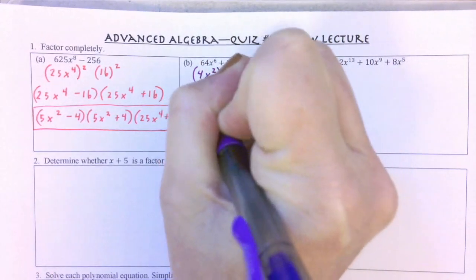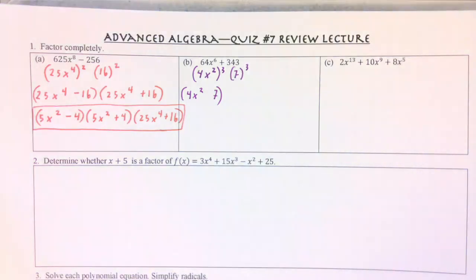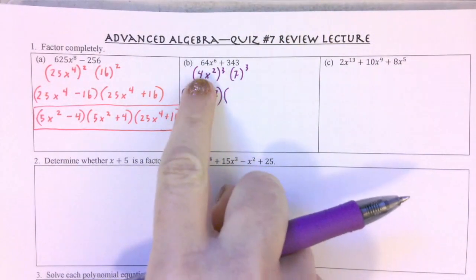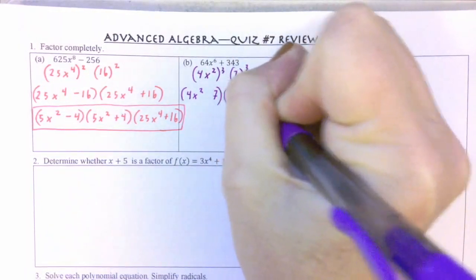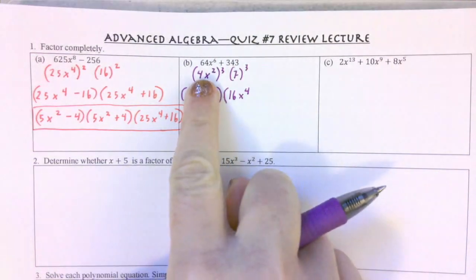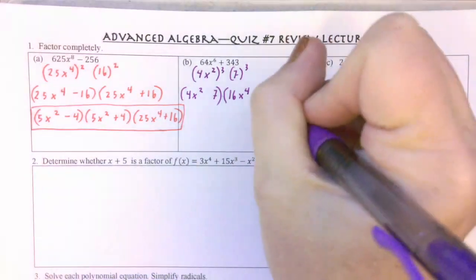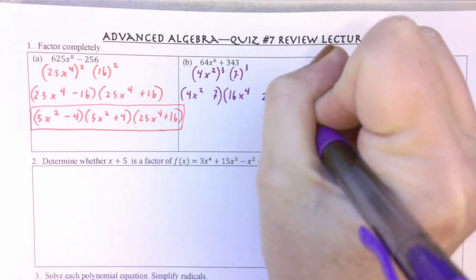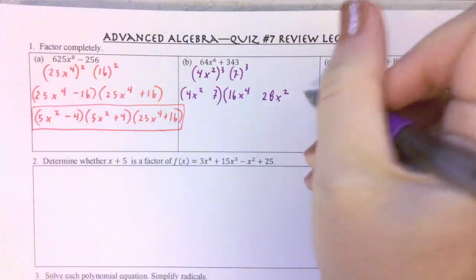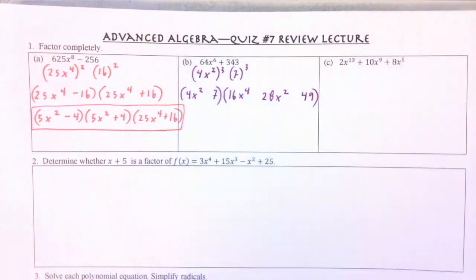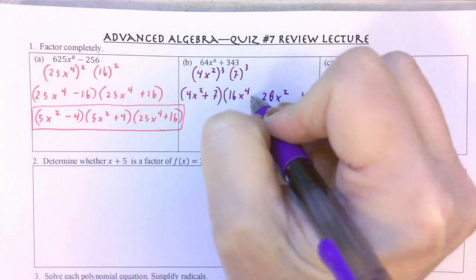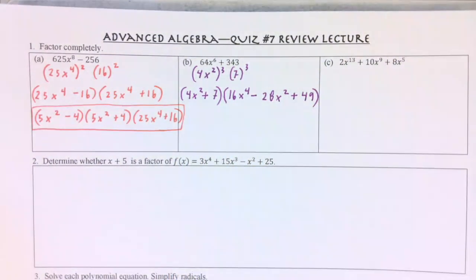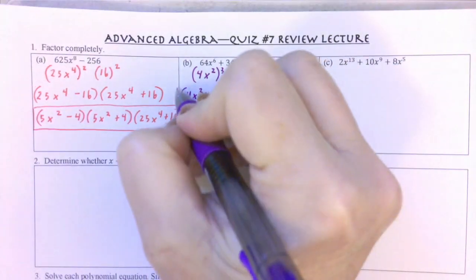So I'm going to write that 4x squared and 7 together. That's my small parentheses. Then I take that first part right here. I square 4x squared. So 16x to the fourth. The product between the 4x squared and the 7, so 28x squared in the middle, and then 7 squared is 49 right here. Then I think of SOAP, so same sign, opposite sign, always positive. And that's as factored as I'm going to get.